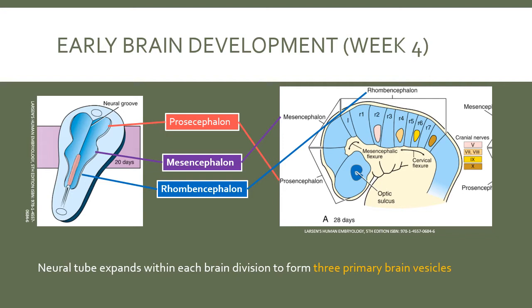And remember how when the neural plate was forming, it got these little dents to it, creating roughly 3 sections of the neural plate. And those 3 sections actually correspond to the 3 major regions of the developing brain: the prosencephalon, or forebrain, the mesencephalon, or midbrain, and the rhombencephalon, or hindbrain. Now the neural tube will actually expand within each brain division to form 3 primary brain vesicles, which will ultimately go on to develop further.